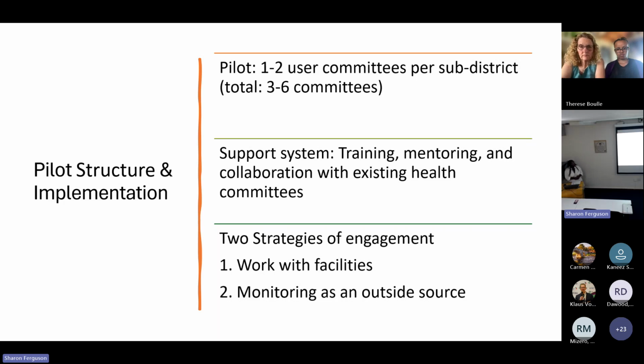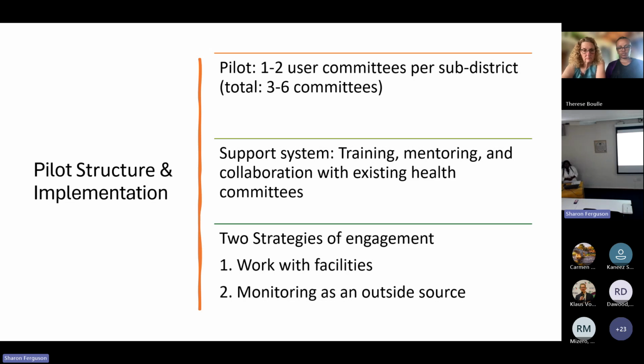So for us to have these structures, we factored in some of the strategies that we feel are important for this form of engagement. The first one, which we are currently doing, is engaging with the private providers and discussing with them their willingness to be part of the intervention, if they would want us to come up with user committees aligned with their facilities.